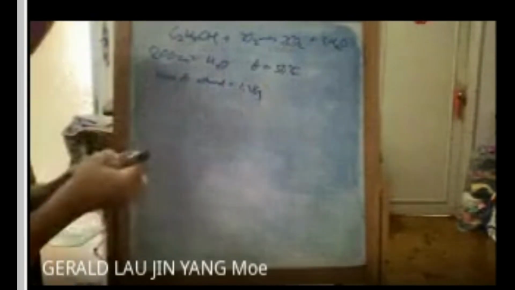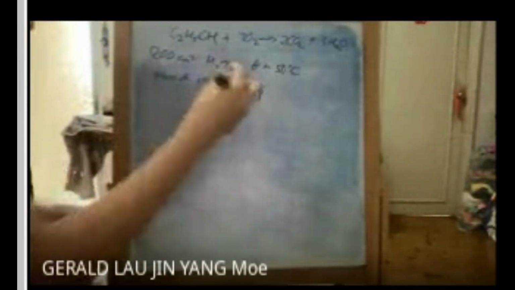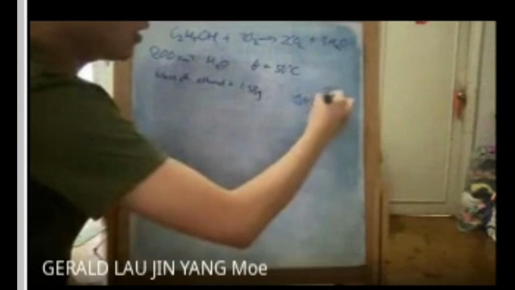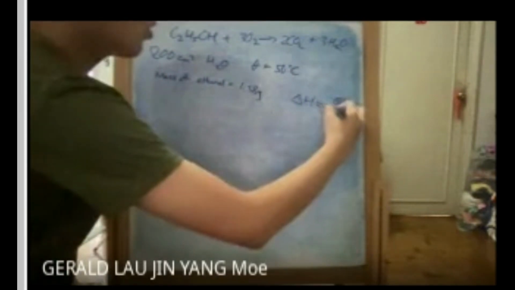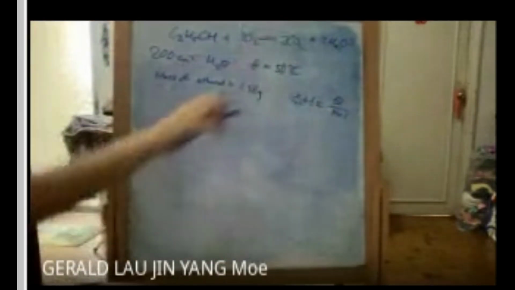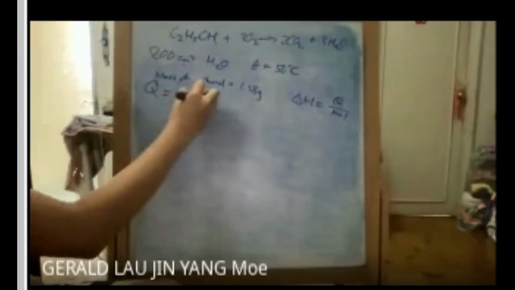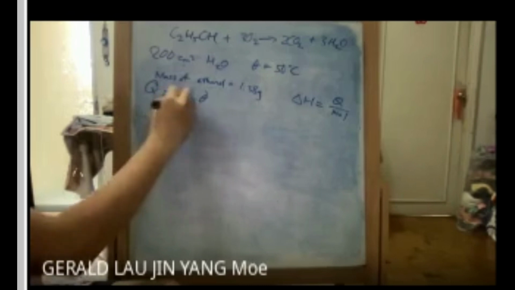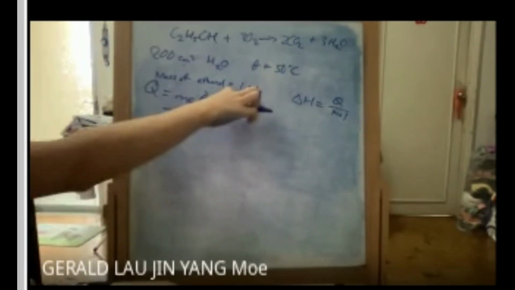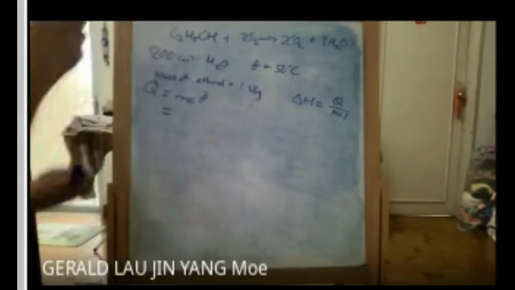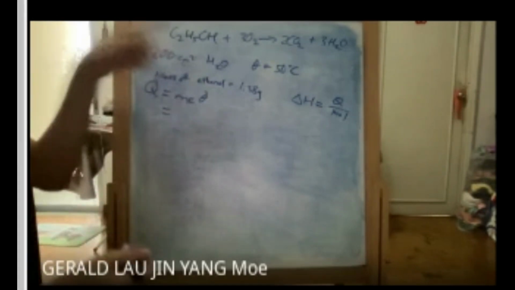Okay, now how do you calculate? First of all, remember, for delta H you need the Q and you need the mole. So which one do you do first? Let's say I want to do Q first. Q equals MC theta. Okay, M: do I use this one or this one? Do I use ethanol or water?